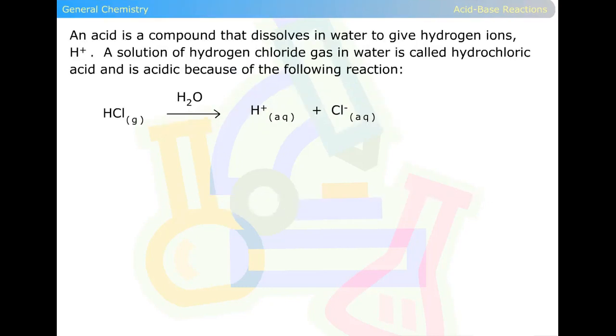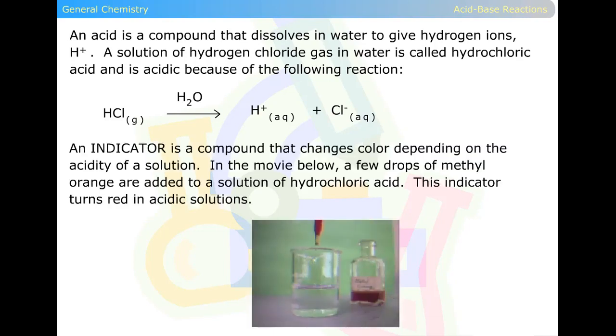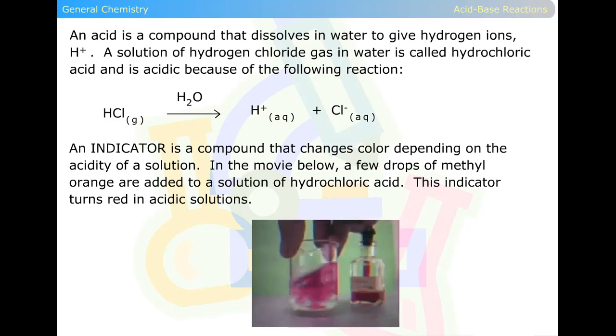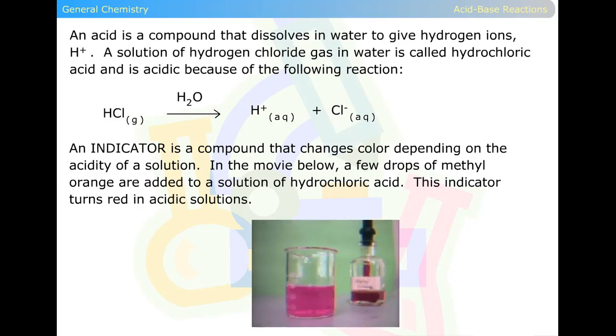An acid is a compound that dissolves in water to give hydrogen ions, H+. A solution of hydrogen chloride gas in water is called hydrochloric acid and is acidic because of the following reaction. An indicator is a compound that changes color depending on the acidity of a solution. In the movie below, a few drops of methyl orange are added to a solution of hydrochloric acid. This indicator turns red in acidic solutions.